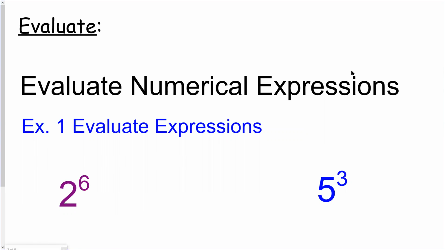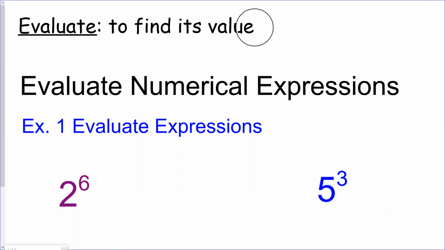So the first thing we're going to look at, and I do want you to write this down, this is a definition. You do need to understand what the word evaluate means. You will see this a lot this semester and beyond. So the word evaluate, it means to find its value. So if they ever tell you to evaluate something, just solve. You're finding the value of that question. So that leads us into, again, you should be writing that down. You should be writing down the next thing, evaluate numerical expressions.